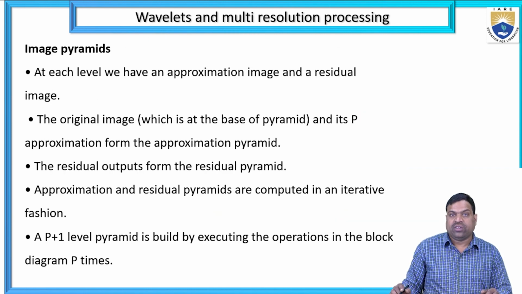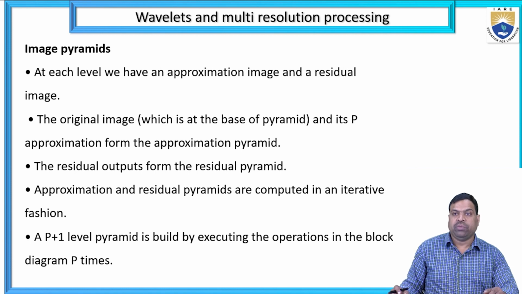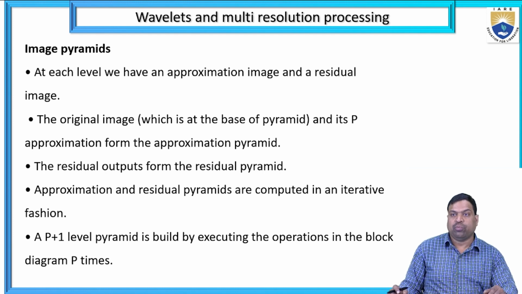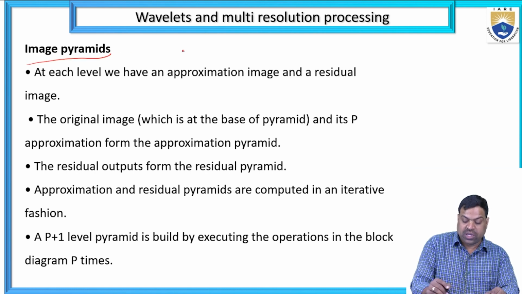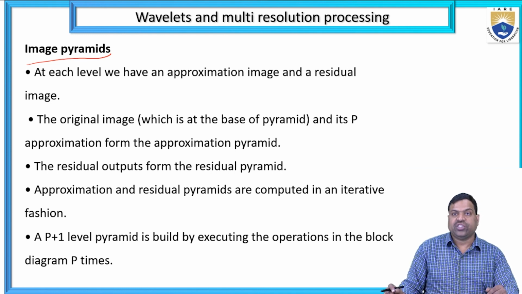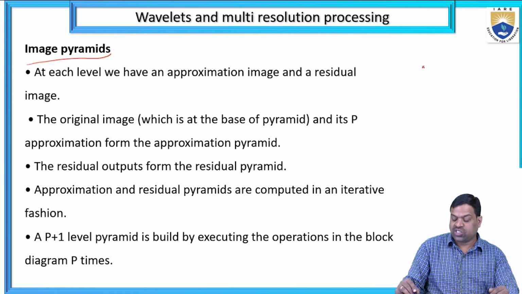So, image pyramid. At each level we have an approximation image and a residual image. The original image is at the base of the pyramid, and its P approximation forms the approximation of the pyramid. The residual outputs form the residual pyramid. Approximation and residual pyramids are computed in an iterative fashion. A P plus 1 level pyramid is built by executing the operations in the block diagram P times. When I go to the image pyramid, it is one type of multi-level or multi-resolution.